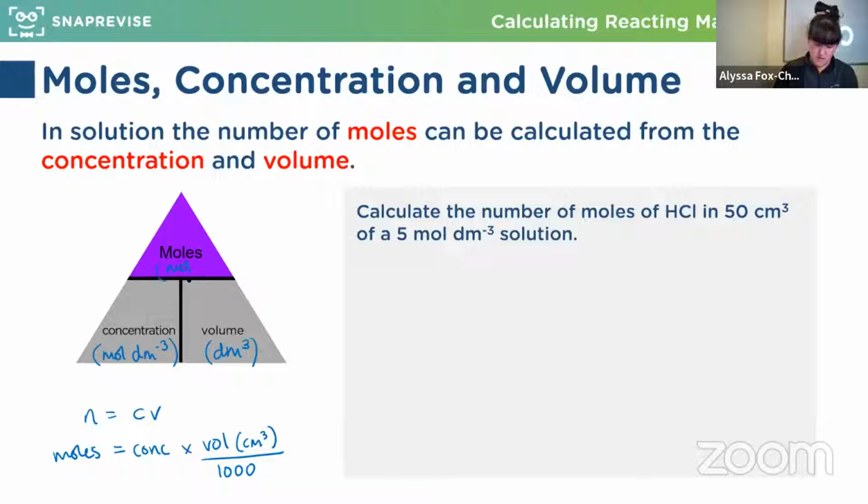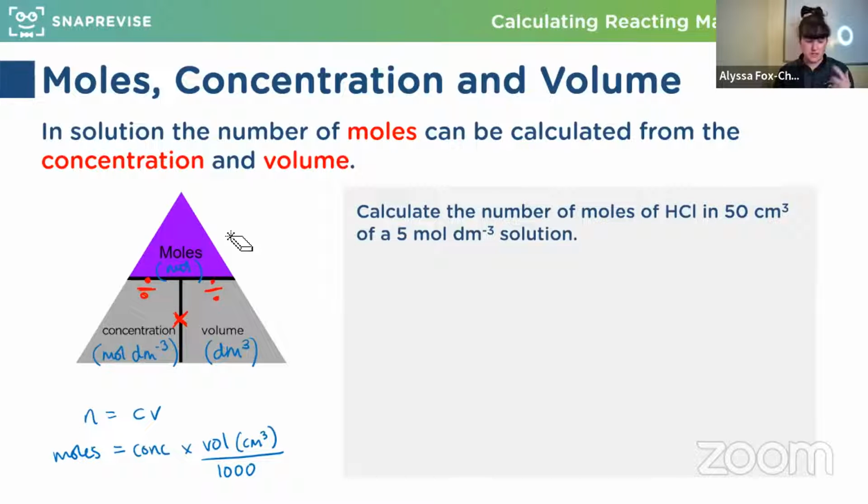If you're not comfortable with interconverting using an equation triangle, you don't have to. You can just rearrange using an equation. So use the n equals cv equation and rearrange it. But if you do enjoy using equation triangles, the one at the top: if I was looking for volume, then moles divided by concentration is equal to volume. If I was looking for concentration, moles divided by volume is equal to concentration. And if I'm looking for moles, then it's concentration times volume. And that's how our equation triangles work.